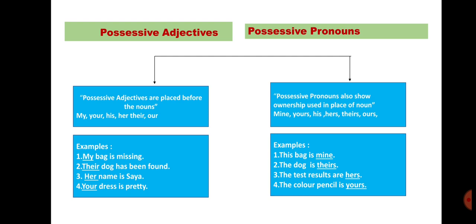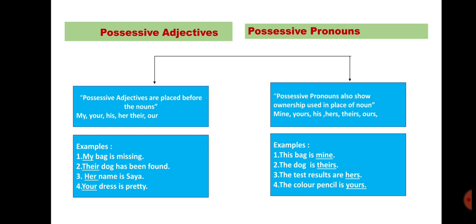Possessive pronouns are: my turns to mine, yours, his. His remains the same in possessive adjective and possessive pronouns. Hers, theirs, and ours. Now here, except my changes to mine, the other pronouns have an s added to them. This is one difference, and the second is that most of the time you'll find possessive pronouns towards the end of the sentence, and they have a verb before them.